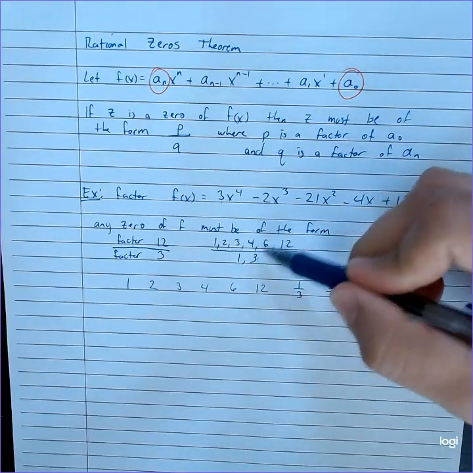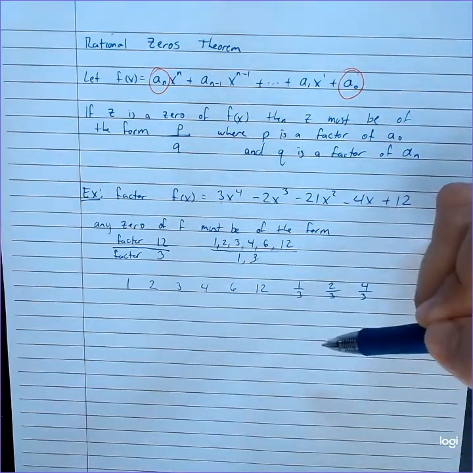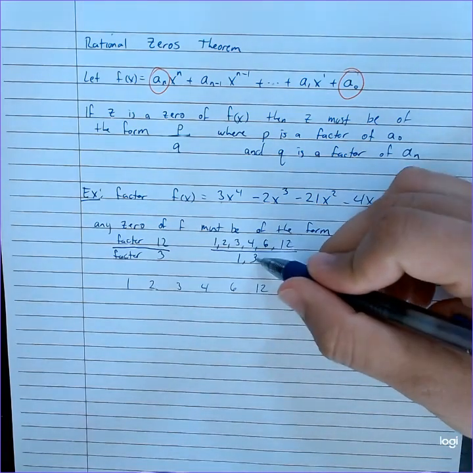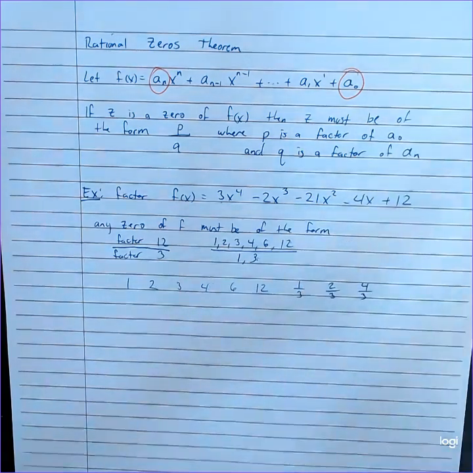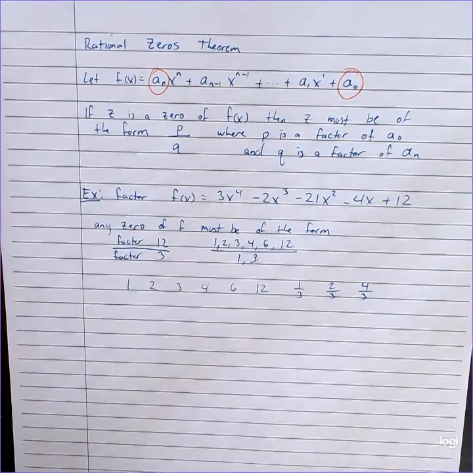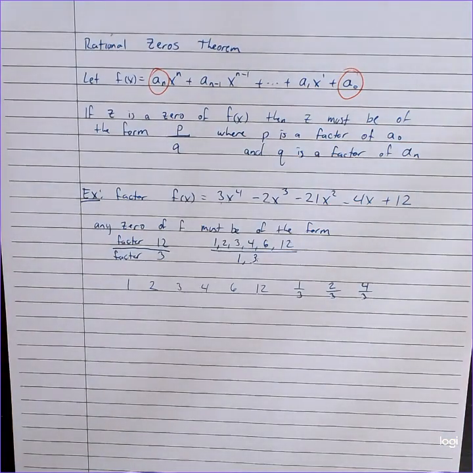6 over 3 is the number 2, and we already have that. So I'm not going to bother writing that again. And 12 over 3 is the number 4, and we already have that. So these are possible zeros of my function.